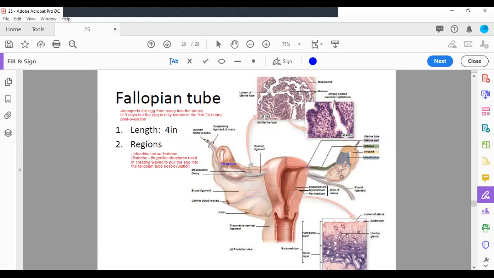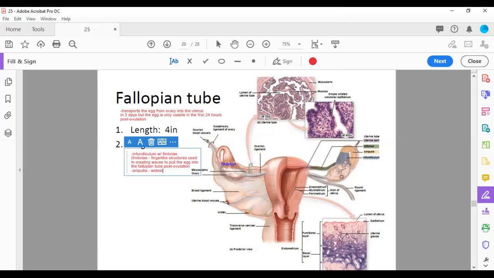The next portion is called the ampulla. The ampulla is by far the widest region within the fallopian tube, where the sperm fertilizes the egg.